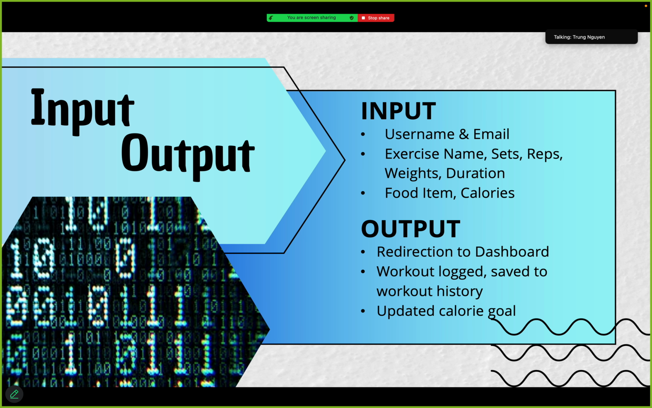And now, for our input, where users can log in data or press buttons, examples would be our username and email, exercise name, sets, reps, weights, duration, food items, and/or calories. And for the output, what the user will be able to see once they click a button or log something will be the redirection to the dashboard, workout log, save to workout history, or update calorie goal.